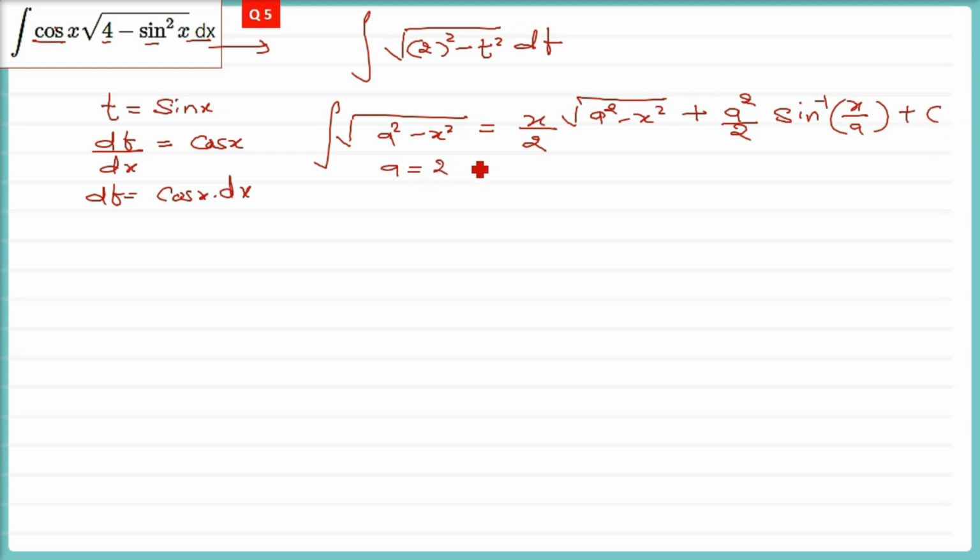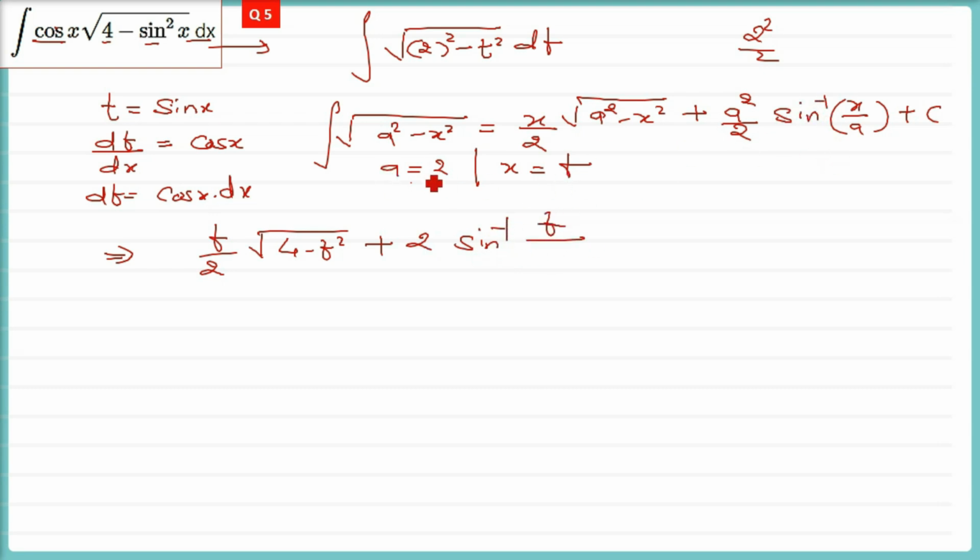A we are going to take as 2 and x as t, because we assumed t. We are going to replace it in the near future, but right now we will use these to put in the formula. Let's go ahead and put t by 2. A square minus x square will be 4 minus t square. A square by 2, a is 2, 2 square by 2 is 2 only. Sine inverse x was t and a is 2. So t by 2 we get.